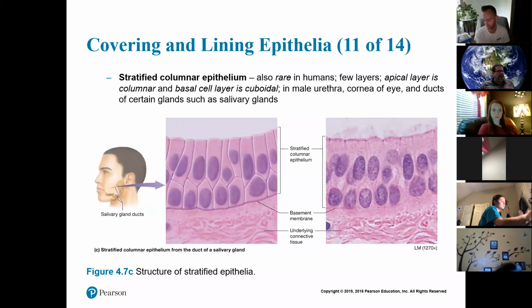Here's the other one, stratified columnar. Another weird one. Look where this is found: in the male urethra, the cornea of the eye, and some of the salivary glands. I don't know why only the male urethra, but it's a stratified columnar. I don't like to put these two on here because I've looked at the slides and I don't see it. These kind of run together to me. So that's why we don't do these.